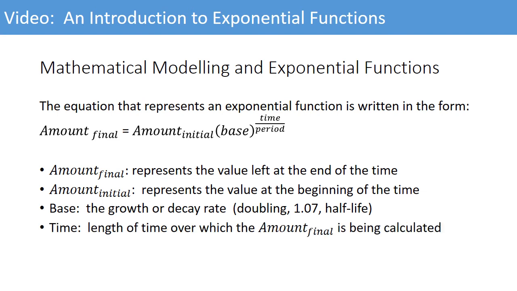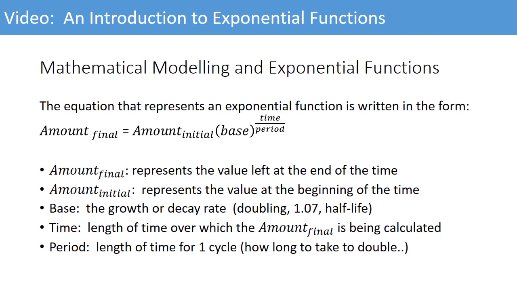Time is the total amount of time you are measuring over: 7 years, 3 years, 10 years. It changes. And of course, the period, which we remember from trigonometric functions, is the length of time for one cycle. How long did it take to grow or to decay? In our example, the period was 1 day. We were measuring every day. It tripled.